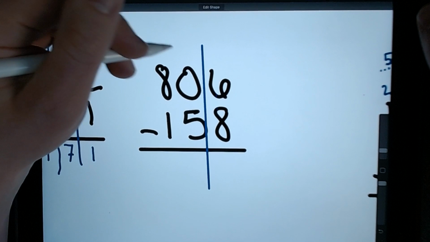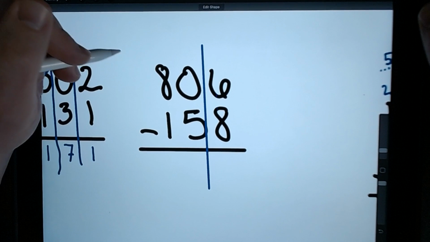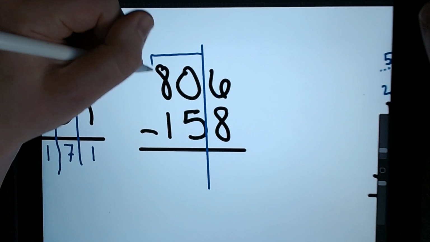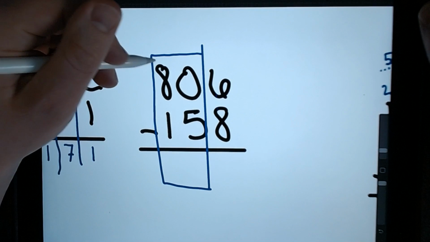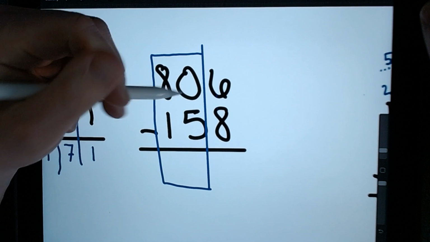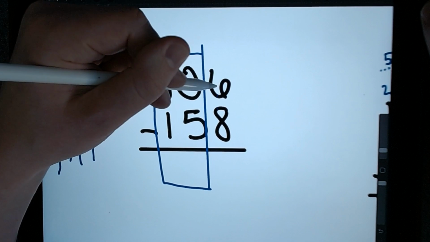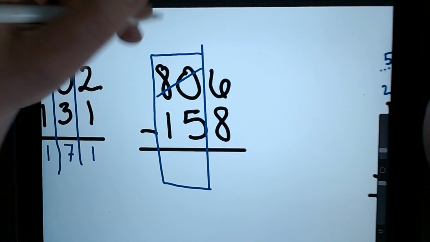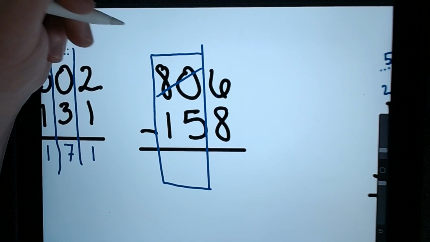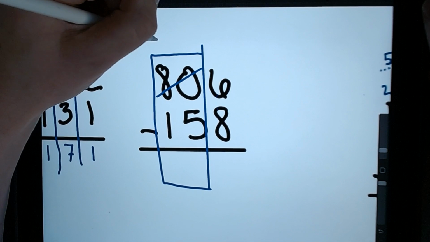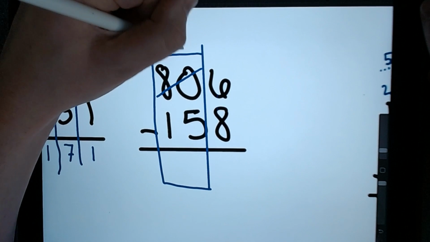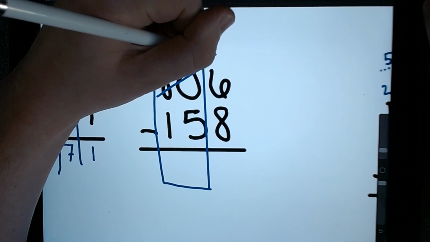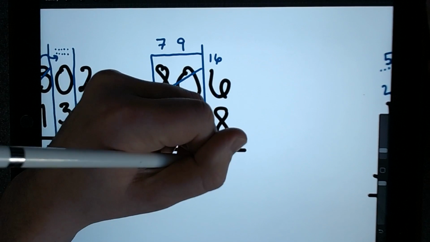So what I like to do, and this is a little different, is think of this as one whole group of tens. So I'm doing 80 minus 15, but I need some ones over here to borrow. So I'm going to borrow from the 80, the whole thing. Now, we have 80 tens over here. We just take one less from that. So that leaves us with 79 tens. And now we've got 16. 16 minus 8 is 8.